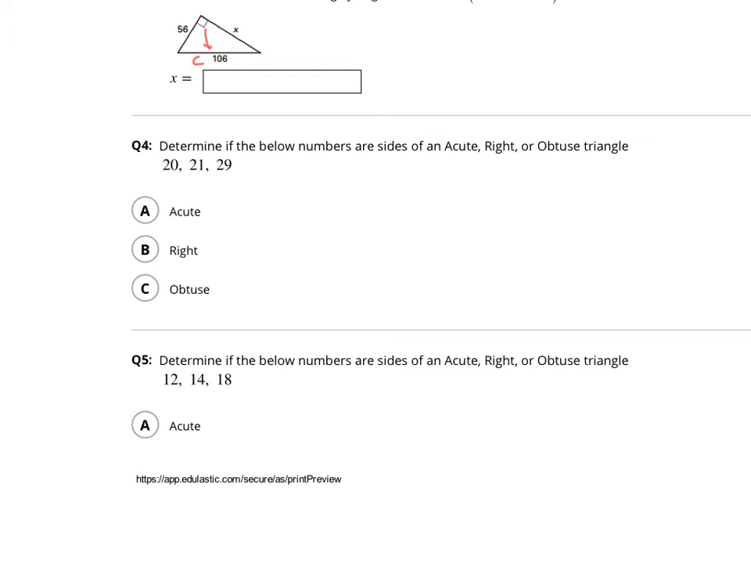For 4 and 5, all you got to do is plug these sides into the Pythagorean theorem. And remember that the longest side is always going to be C. And when you work it out, if they're equal on both sides, then it's a right. Okay, so I'm going to write that in blue up above here. If it's equal, it's a right. If the left side is bigger, the AB part is bigger, then it's acute. And if the right side is bigger, it's obtuse.